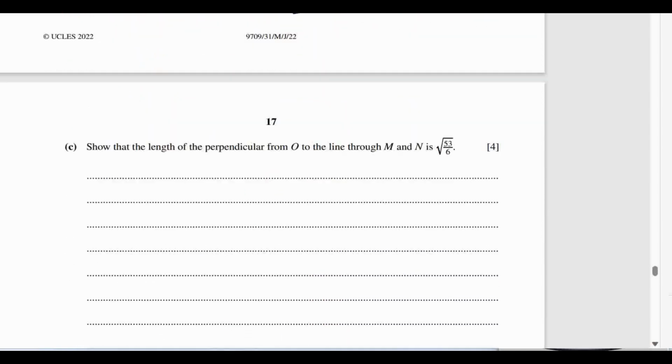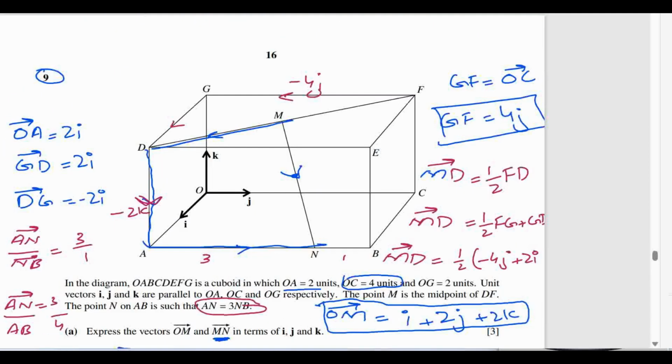Let's move on to the next question, next part. Show that the length of the perpendicular from O to the line MN is square root of 53 by 6. Now what does it mean? The length of the perpendicular from O to the line through M. Now let's see the diagram. Let me remove these extra things. Okay. Now in this particular part, what we have to find out? We have to find out the length of OM. This will be the perpendicular length. So we have to find out this length.